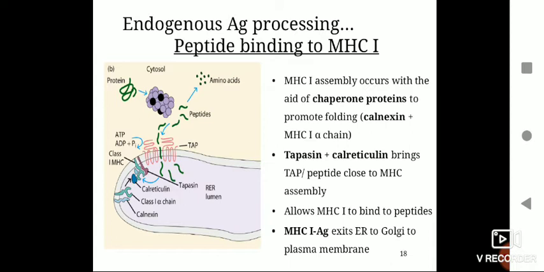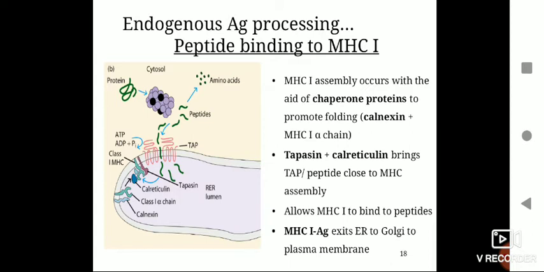After transport, the peptide has to bind with the MHC class 1 molecule. This binding of peptide with class 1 MHC molecule occurs in various stages. In the diagram on the left hand side, the assembly of MHC class 1 starts with the help of a chaperone protein, which promotes the folding of the protein. Now the first step is binding of calnexin, which is a small protein, to the MHC class 1 alpha chain. So only the alpha chain is present.